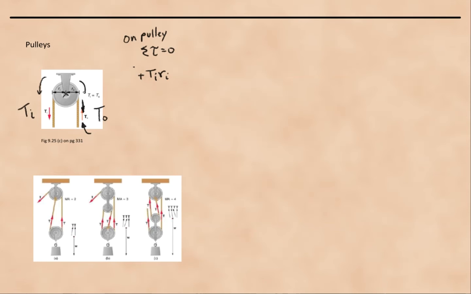Tension on the pulley creates a clockwise torque. And because the two radii are obviously the same, a single pulley has a mechanical advantage of 1. It does not increase or decrease the output force. So if I pull on the rope with 100 pounds of force, it's going to create 100 pounds of force on whatever this is attached to.